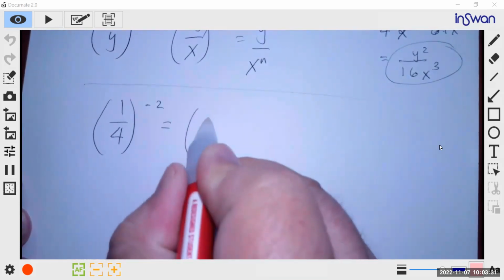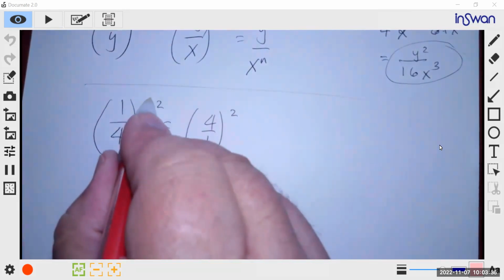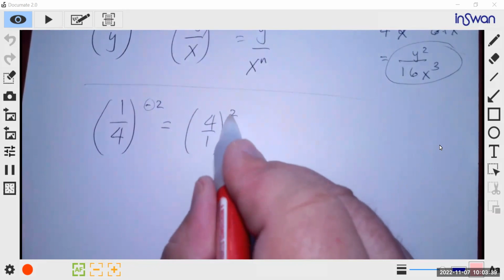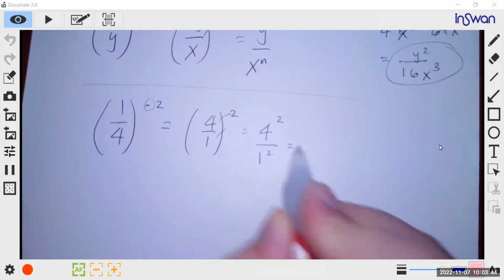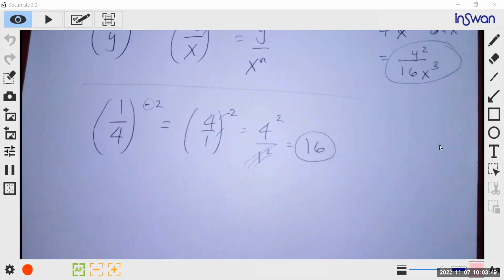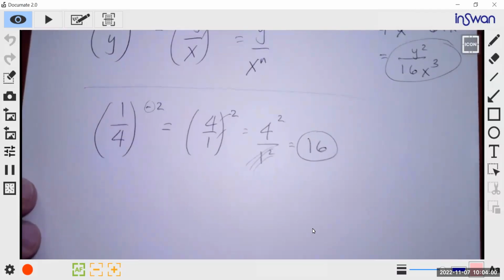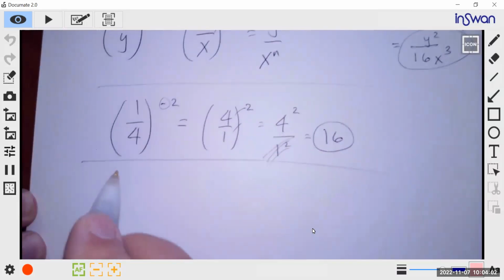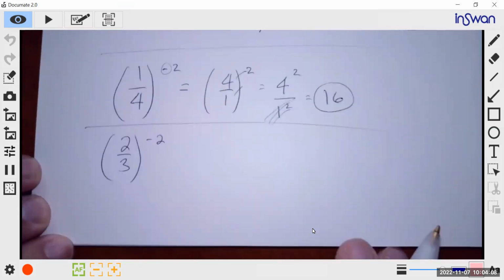Okay, so it has to be flipped. So it's 4 over 1 to the power 2. Because that flip just gets rid of that negative sign. And distribute. 1 to anything power doesn't matter. 4 squared is 16, and there's your answer. How about that one?